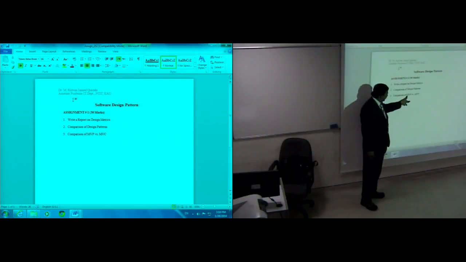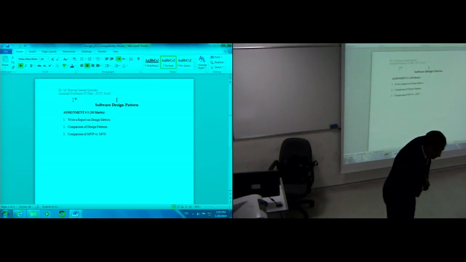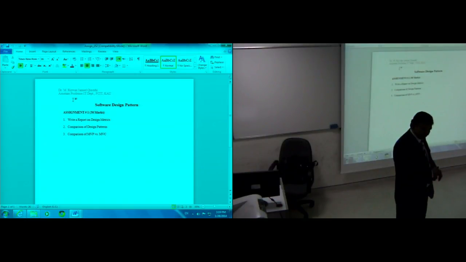Comparison of MVP versus MVC. Again, it's a report. What is the difference between MVP and MVC? Then the introduction, the functionalities, advantages, disadvantages of each, the conclusion and references as usual. 10, 10, 10, 30 marks. Any question related to that? Will there be discussion for each one? Yes, presentation and discussion for each one.